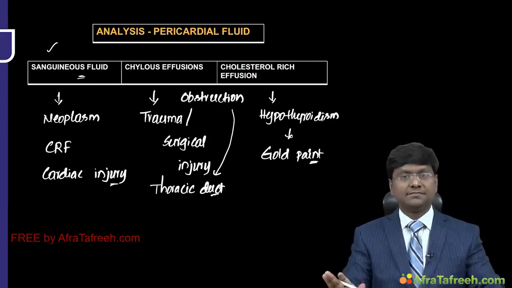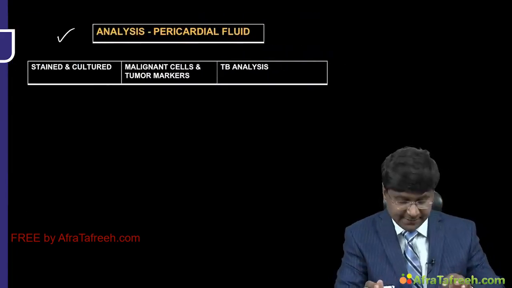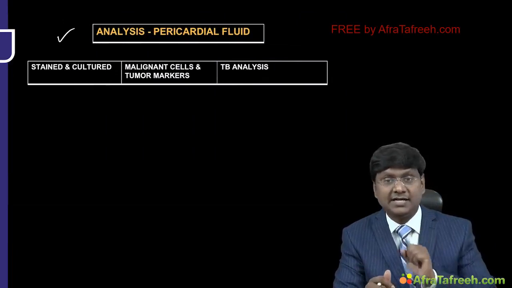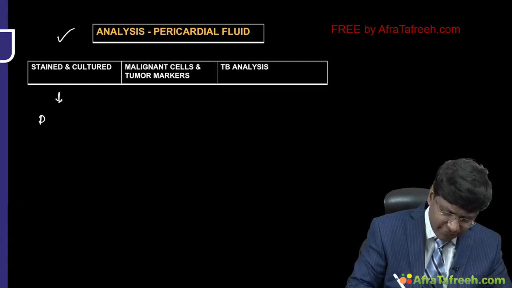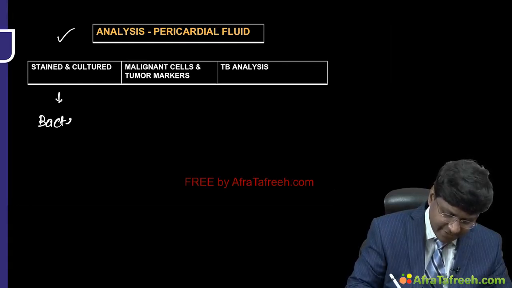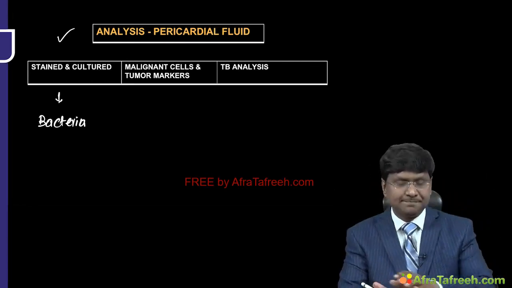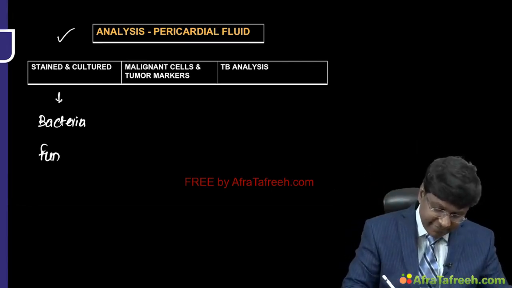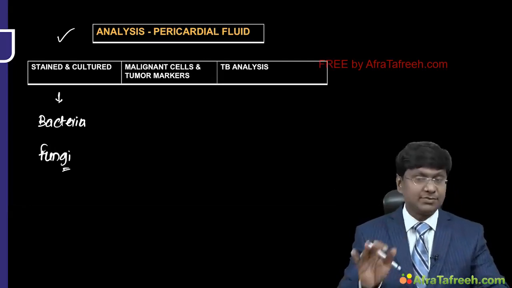Okay, yellow color, right? Then another important thing in the analysis of the fluid is the staining as well as the culture. You have to stain the fluid and do the culture of the fluid in order to examine which bacteria is causing the pericardial effusion, or whether fungi are causing it. For that purpose, you need to do staining as well as the culture.